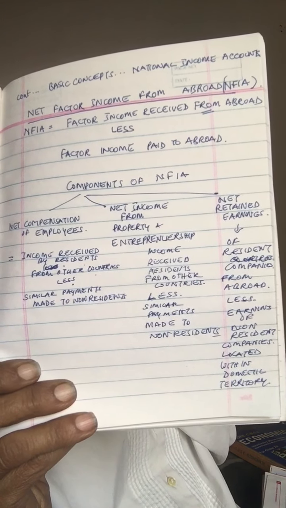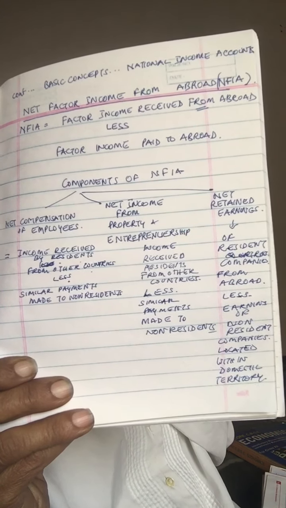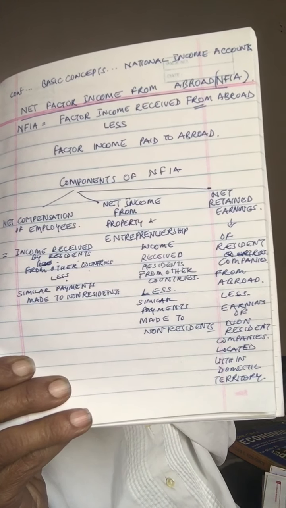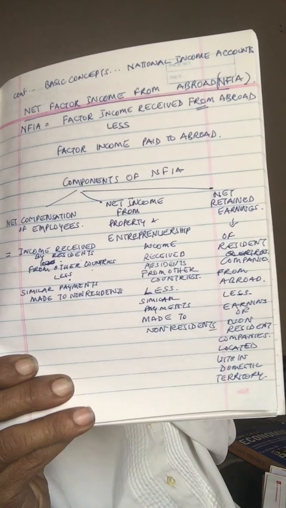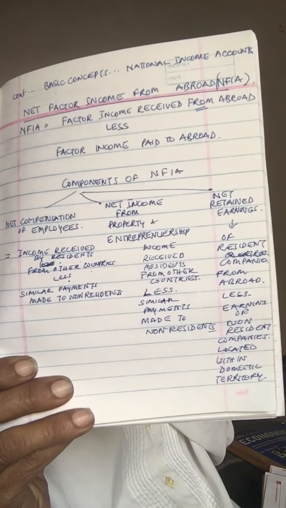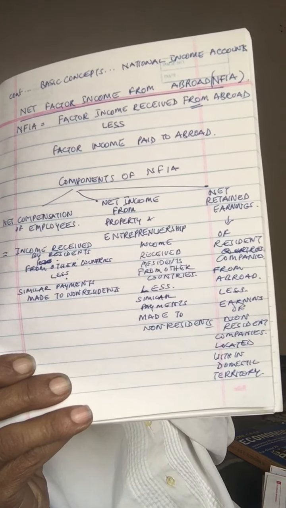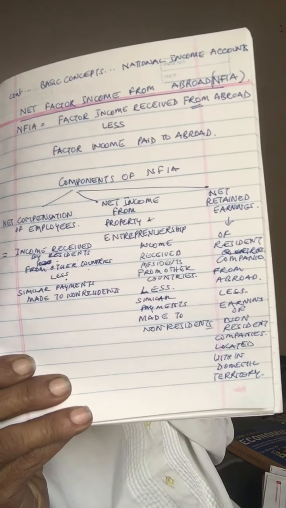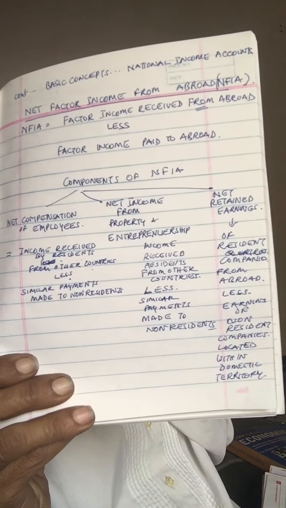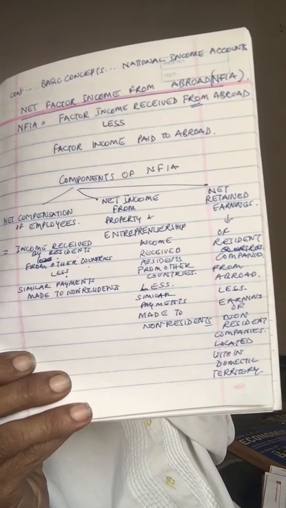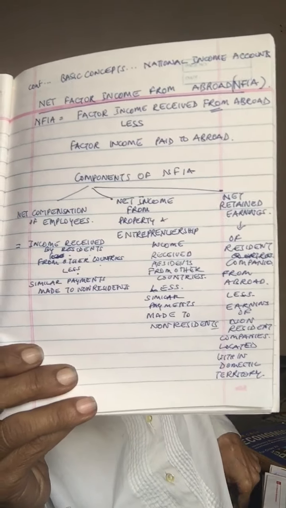The significance of net factor income from abroad is that it is used to differentiate between national income, that is net national product at factor cost, and domestic income, that is net domestic product at factor cost. So when we add net factor income from abroad to domestic income, we get national income. Similarly, if we deduct net factor income from abroad from national income, we obtain domestic income. We'll do this later also when we are doing numericals, and we'll make it clear.